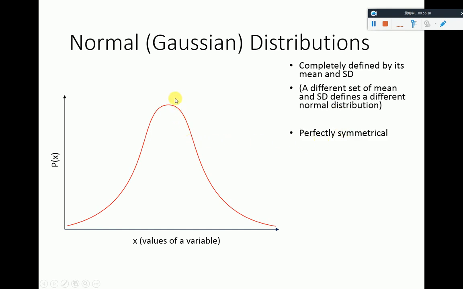Normal distributions, as we have already mentioned, are perfectly symmetrical. That is, if we impose a center line, and if we fold this side of the graph over to this side, the two sides will completely overlap. Well, not a very exact center line, but you know what I mean. So if we flip this side over to this side, the two parts will completely overlap. Okay?